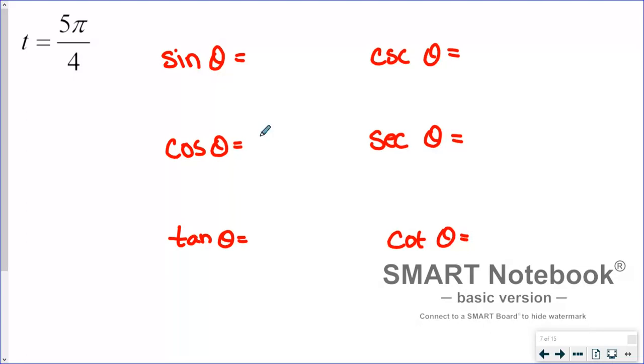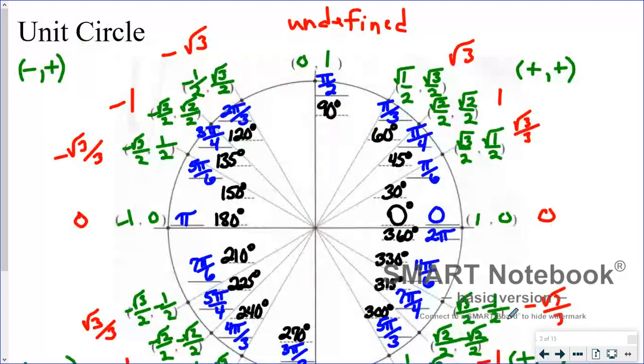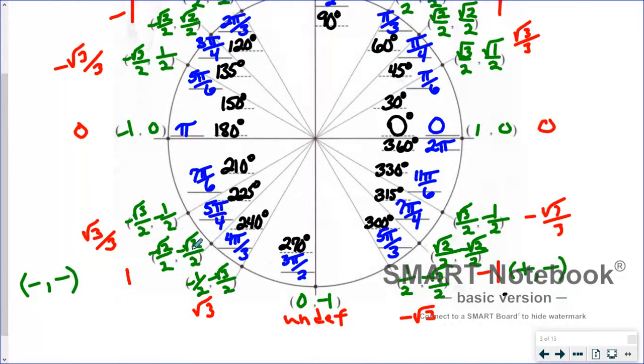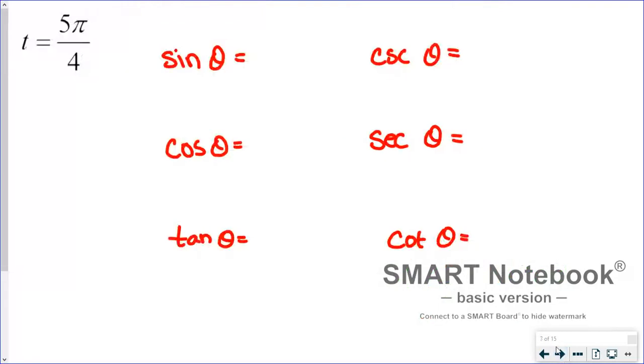All right, guys, so we can go ahead and take a look at this. We've had enough time. All right, so 5 pi over 4, again, if we go back to our unit circle, 5 pi over 4 is right down here, this middle point here. Both my x and y are negative square root of 2 over 2. So my sine will be negative square root of 2 over 2, and my cosine will be negative square root of 2 over 2.